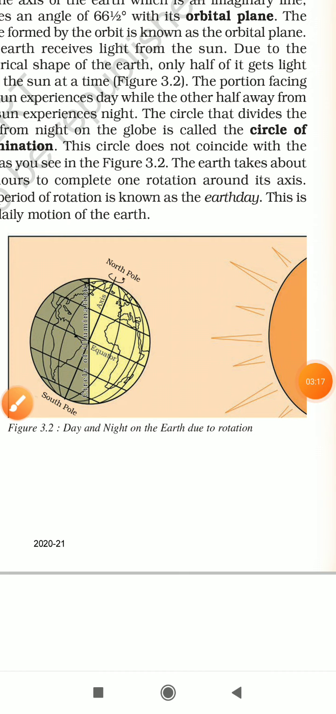The Earth takes about 24 hours to complete one rotation around its axis. The period of rotation is called the Earth day. This is the daily motion of the Earth.